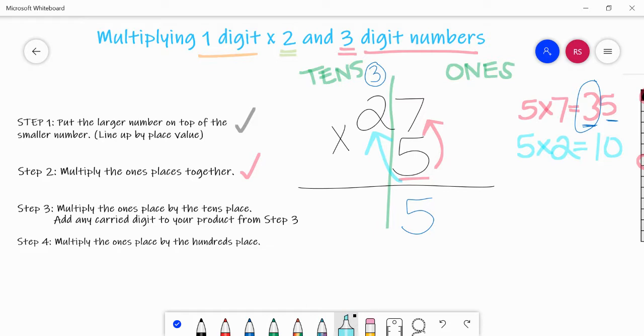Now let's finish reading step 3. So step 3 says multiply the ones place by the tens place. We did that. Now it says add, keyword here, add any carried digit to your product. So my product was 10. 5 times 2 is 10. Now I need to take those 10 and I need to add any number that I carried over. Did we carry over any numbers here? Yes, we did. We carried over a 3. We carried over 3 tens. So 10 plus 3 more would be equal to 13.